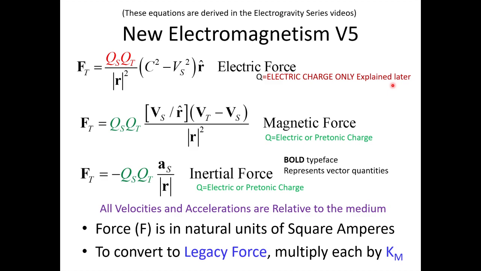These are the models of New Electromagnetism V5 that were at the end of the Electrogravity video series. In the video series, we use lowercase q's to represent this and uppercase Q's to represent this. I'm color coding these right now because we need to make a clarification of something to avoid confusion. Okay, just so you know, I'm going to point out some other items here.